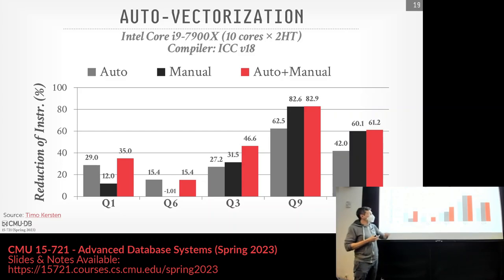Also to say, I'm only showing the results here for Intel's compiler, ICC. It did a much better job than Clang and GCC. This is like 2017, so maybe it's gotten better. But ICC, Intel does a very good job making the compiler do really well, but it's not free. It costs money, so that's why not everybody uses it, right?